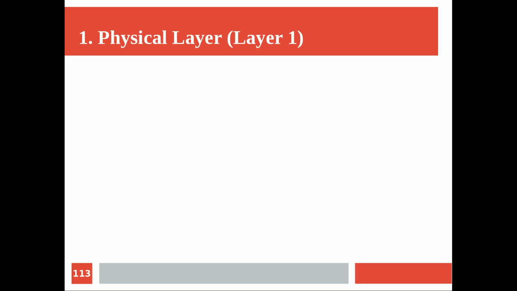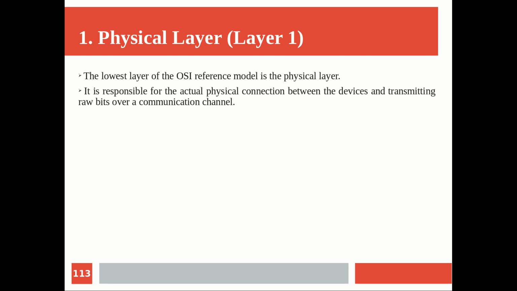So we start our discussion from layer 1, that is the physical layer. All those things that I will be listing and discussing here, we have already seen, so I will be going a little bit faster at this point. The lowest layer of the ISO OSI reference model is the physical layer, and it is responsible for the actual physical connection between the devices and transmitting raw bits over the communication channel. The actual connection is by means of the media.